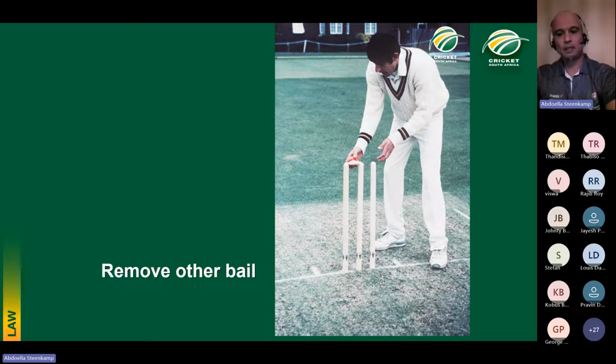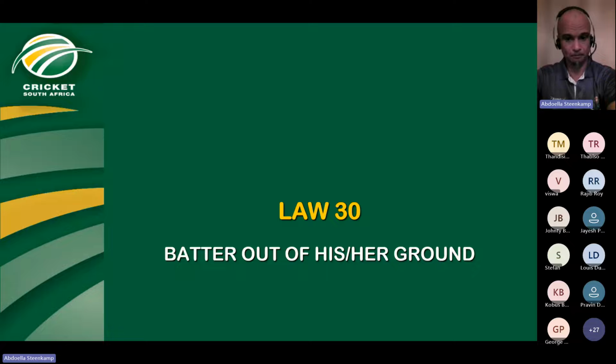There are times where one bail, let's say, falls off. The law allows for the wicket to be put down just to remove the other bail. So if there's one bail still on, you don't need to take out the stump with the ball simultaneously, at the same time. You can just remove the other bail.